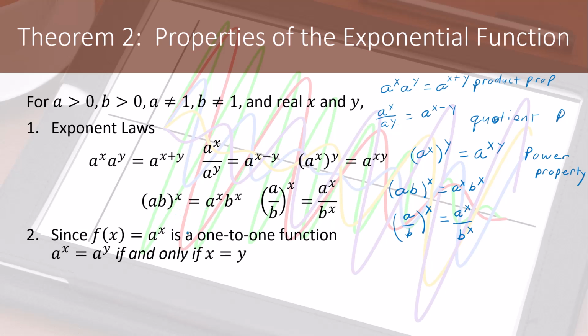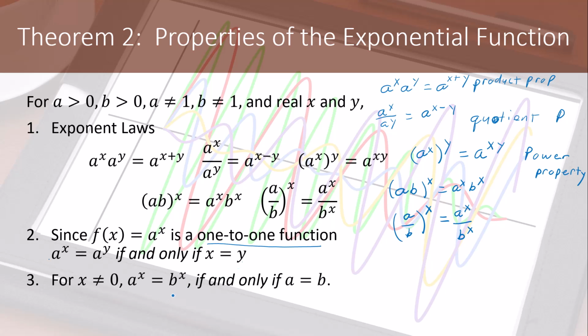The other thing is that since the exponential function is a one-to-one function, then the statement a to the x power is equal to a to the y power is only true if x is equal to y. So if a to the x equals a to the y, then x equals y. Similarly, if x equals y, then a raised to the x is equal to a raised to the y. That is one powerful property of a one-to-one function, which you will take advantage of in your homework.